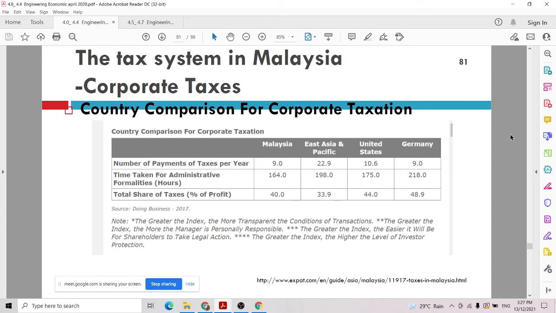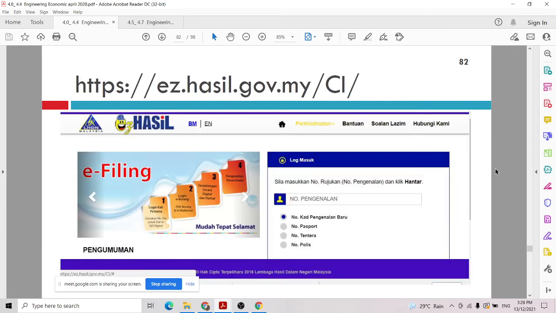This is an example of the tax system in Malaysia, a country comparison. In Malaysia, the number of tax payments per year is about 9. Germany is also about 9, the same, and the US is about 10. For the share of taxes on profit, the United States is about 40, and Germany is about 48. So this is the tax comparison.